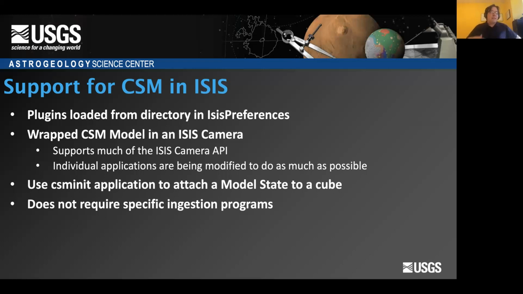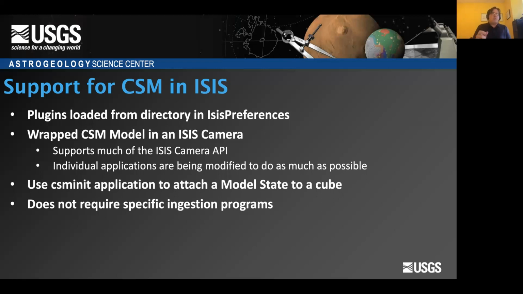And finally, one of the big things that we really wanted to emphasize is that for CSM, once you have this model state, that is everything you need for your sensor model. So there's very, very little information you need in your image labels compared to ISIS camera models. And you can start with literally just a raw binary IMG ingested into ISIS. And as long as you have an ISD and a plugin library for that, you're good to go.